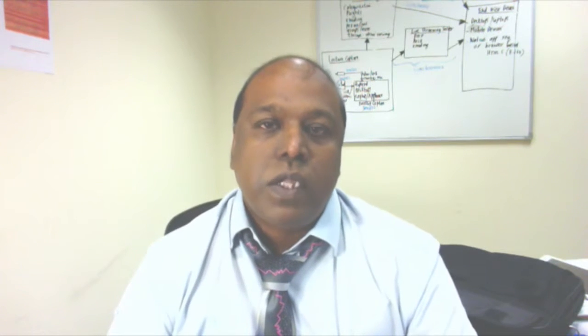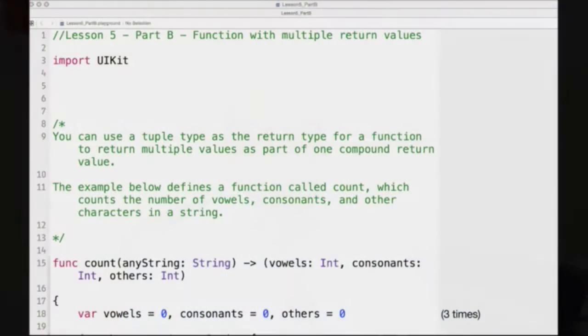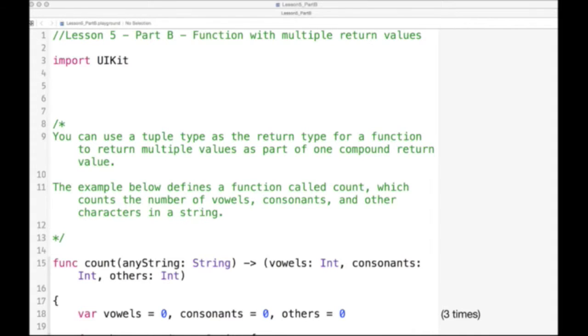This part deals with returning more than one value in a function. Now, in the previous part, we dealt with functions that just returned one value back to the caller. It is possible to return more than one value back to the caller. And in this example, I'm going to show you how to return a tuple from the function back to the caller.